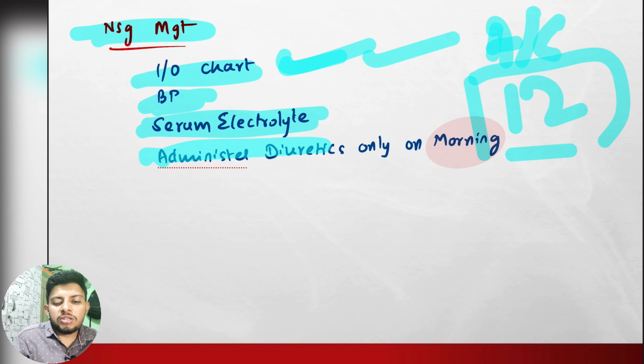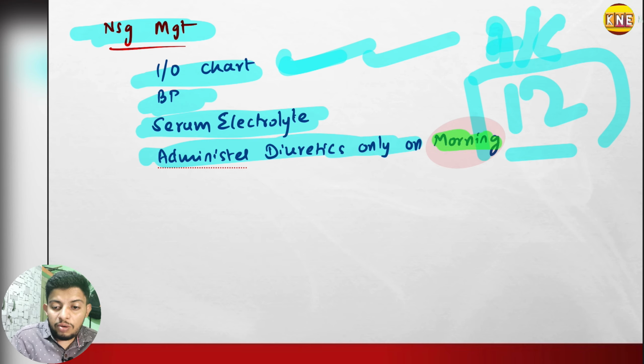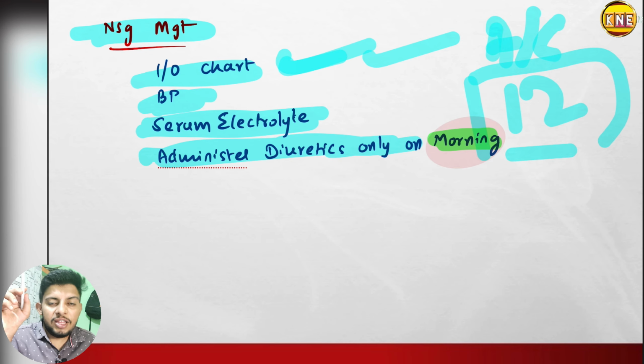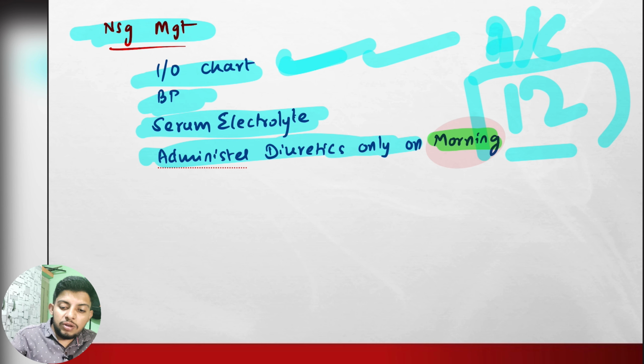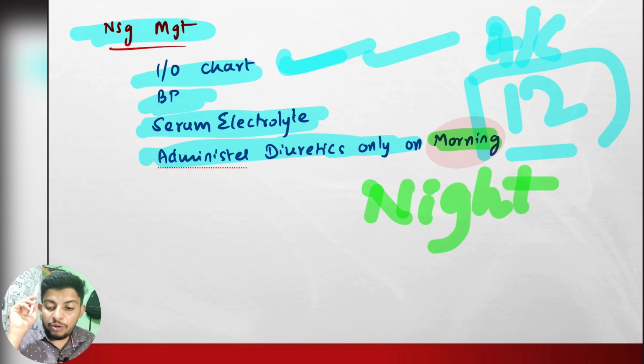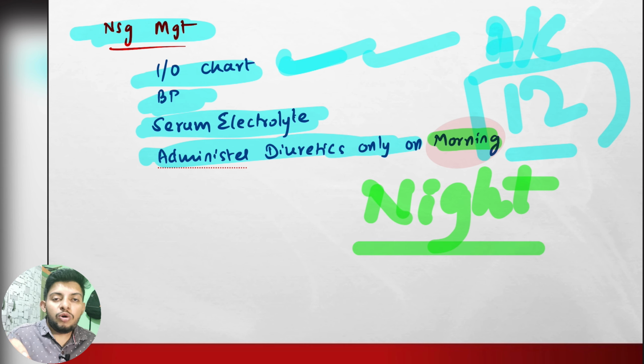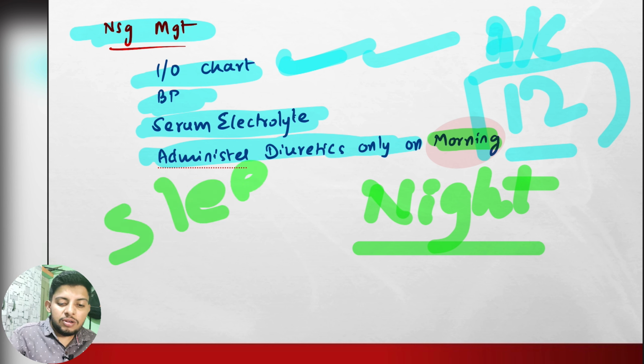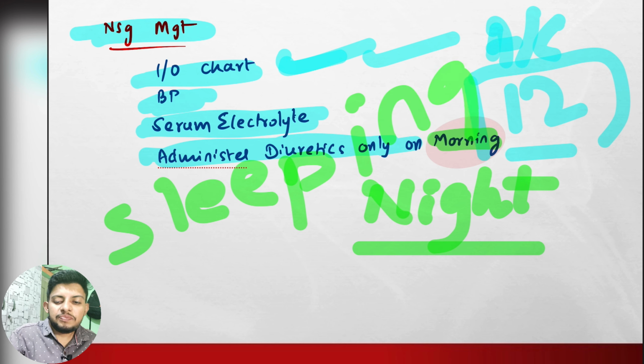Okay, so administer the diuretics only in the morning. This is very important. Why? In the morning, there is an increase in urinary output. What happens if you give it at night? Can anyone tell me in the chat box? If you give it at night, he will have increased urine output, so he will never sleep correctly and his sleeping pattern is disturbed. So for that purpose, you have to administer the diuretics in the morning.